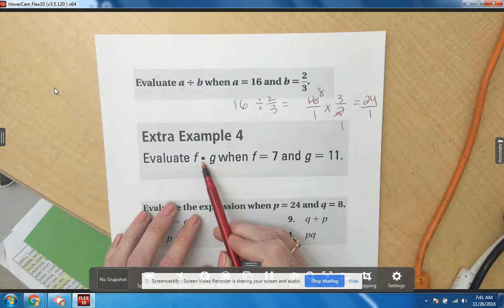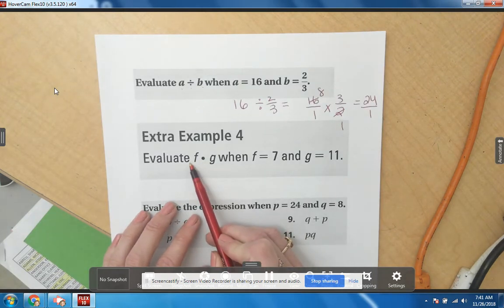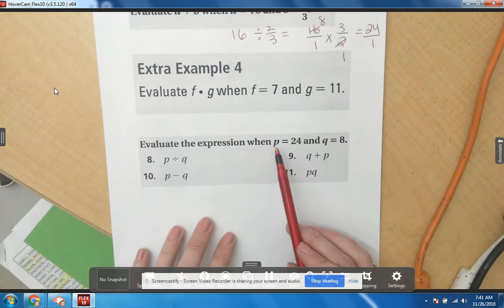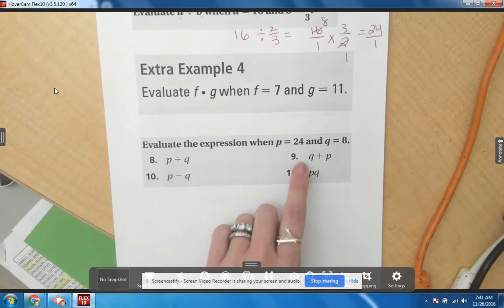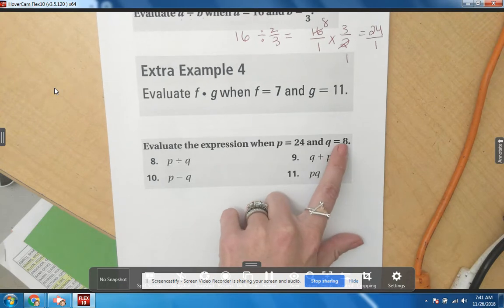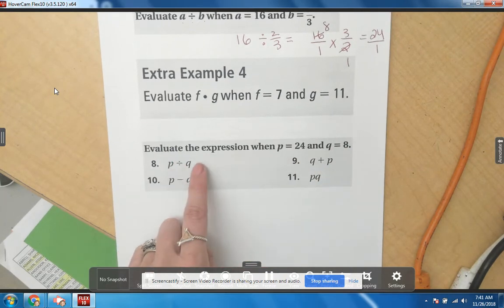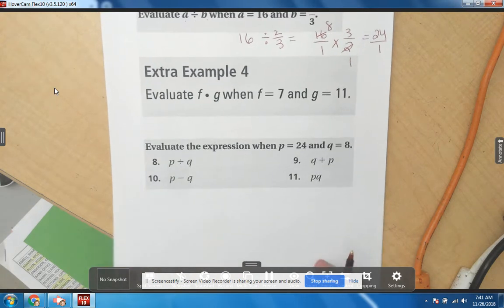You're going to try an easier one. The dot means times, so you're just going to change the F to a 7, the G to an 11, and multiply it out. If you've done that, I want you to pause and try all of these. So there's 4 of them. P is 24 and Q is 8 for every single one. So just change the P to a 24, the Q to an 8, and do out the math for all 4 of those.